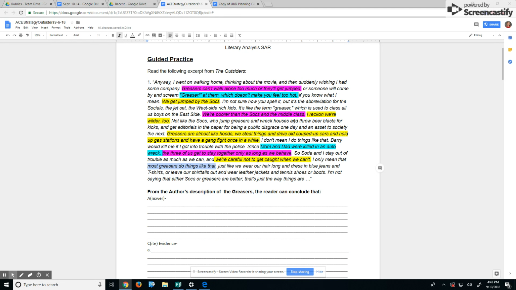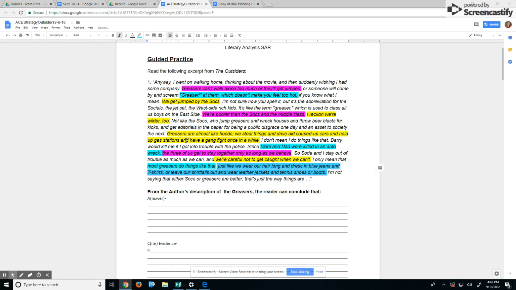So I'll go ahead and highlight that in my blue. Go to highlight color and go to blue. "Just like we wear our hair long and dress in blue jeans and t-shirts, leave our shirt tails out, and wear leather jackets and tennis shoes or boots." Those are some physical characteristics of our greasers. So I'm going to go ahead and highlight that as well.